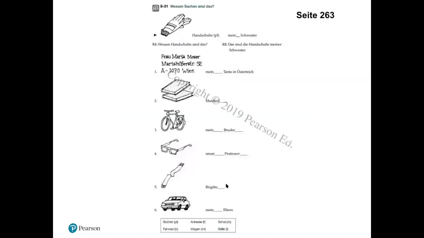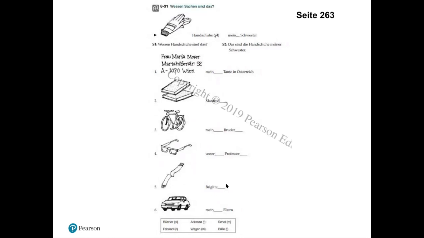We're going to put these into practice right away. So im Buch, Seite 263, wir haben hier verschiedene Objekte und wir fragen, wem sie gehören. So we have a bunch of different objects and we're just going to ask whom they belong to. So wessen Handschuhe sind das? Das sind die Handschuhe meiner Schwester. So these are my sister's gloves.